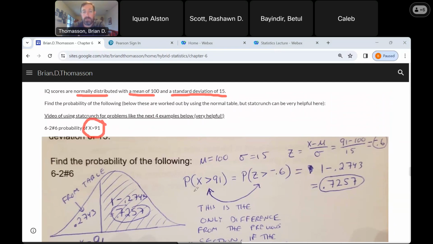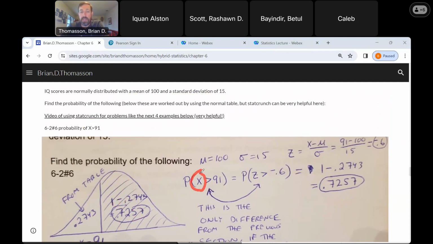So we have the probability that X is greater than 91. Our mean is 100, so our mean is right down the center at 100. The 91 would be to the left of it. This is our 91 here. And we're trying to find the area above it. So very similar to what we did before, but now we have a different mean and a different standard deviation. A couple things I want you to pay attention to.